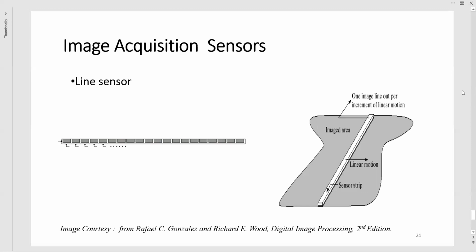This can be made to move perpendicular to the scene area, and it provides the imaging in the other direction also. This type of line sensor is mainly used in airborne, that is, aerial survey imaging applications. They have this in aircraft to identify the landing area, because they require a constant altitude.